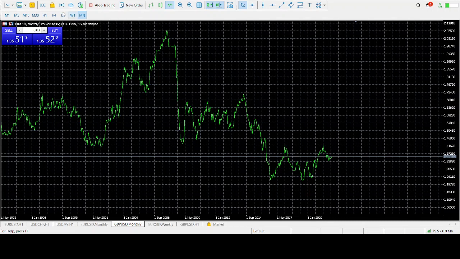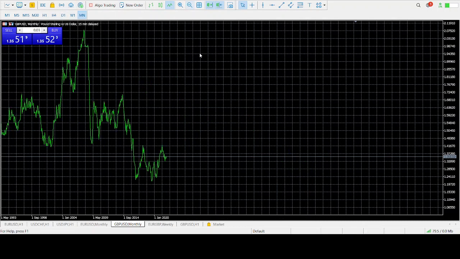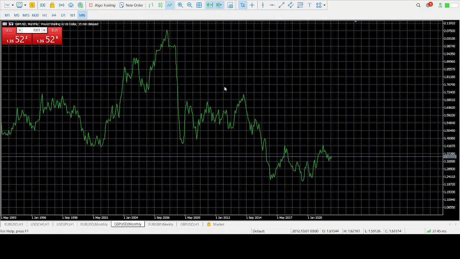So we have the GBP USD monthly graph here. Let me do a bit of expansion here. Okay, so this is the chart from 1993 to now. And we're gonna draw some lines on it. So let's see about the trend.